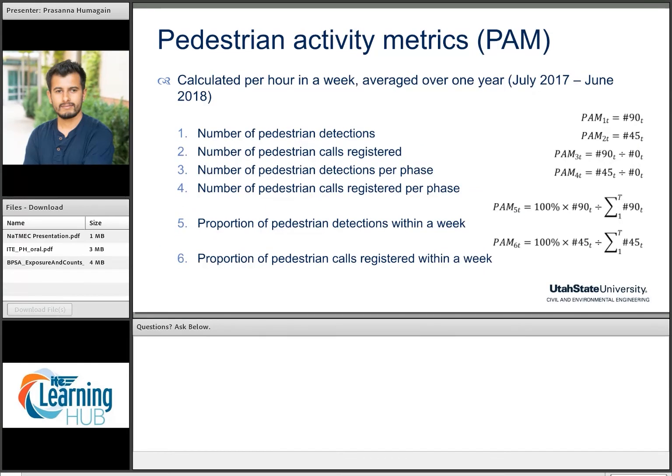So we developed this pedestrian activity matrix based on number of pedestrian detections and calls registered. But we also use several variations, that is number of detections per phase, and also as a proportion of those pedestrian detections within a week. However, each of these metrics were calculated per hour in a week, averaged over 1 year. That is, we used a normalized count. The objective behind averaging across the whole year was to nullify some of the effects of temporal variation caused by special events, festivals, and other unusual activities.